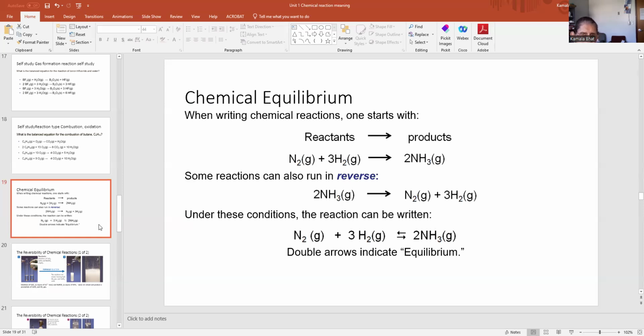Next, we go to chemical equilibrium. When writing a chemical reaction, one starts with the reactants and products. The reactants are on the left side and products are on the right side. Some reactions can also be written in reverse. For example, N2 plus 3H2 gives you 2 NH3 gas, and 2 NH3 gas can break down into nitrogen gas and 3 hydrogen gas. If you combine both reactions together, we can write it with a double arrow indicating that the system is in equilibrium.